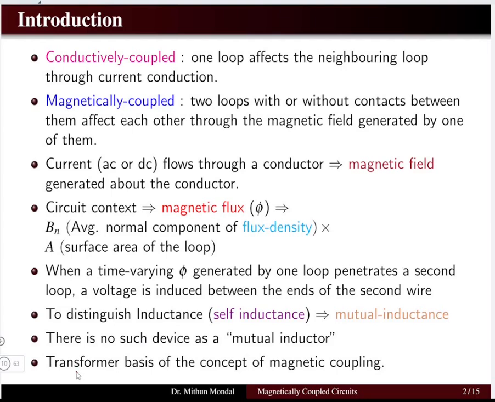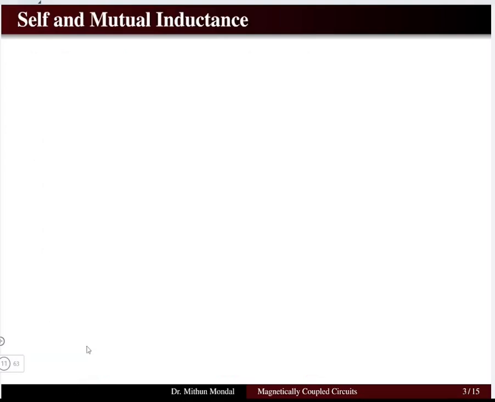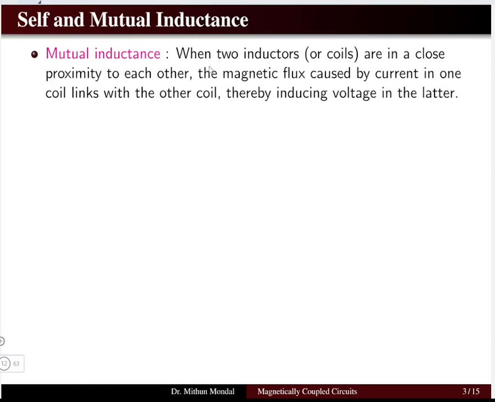Now we know that the transformer has the basic concept of magnetic coupling. The principle over which a transformer operates requires some magnetic coupling between the primary and the secondary coil of the transformer. So the transformer is the most efficient example when we are discussing the concept of mutual inductance. Now let us differentiate the self and the mutual inductance. So how do we define mutual inductance?